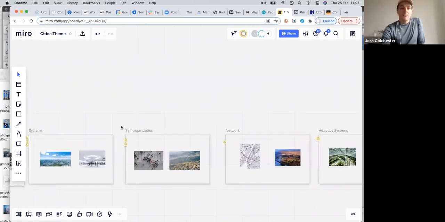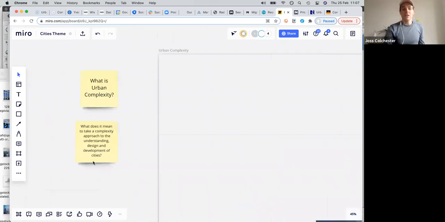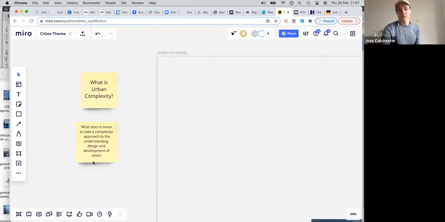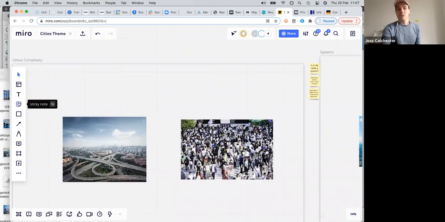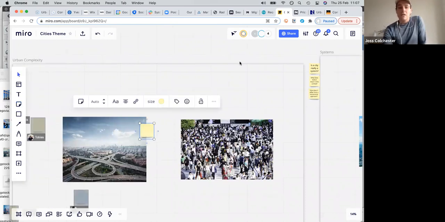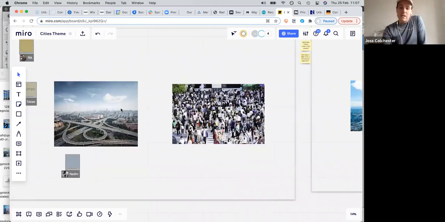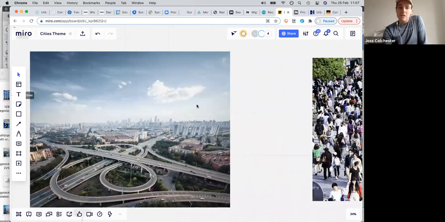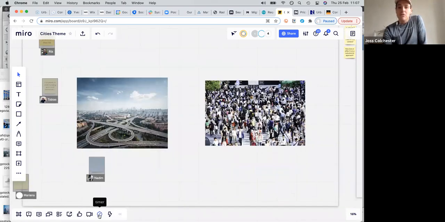The first one here is posing this question. What is urban complexity? What does it mean to take a complexity approach to understanding design and development of cities? So I touched a little bit upon it there, but I'd love to hear what you guys have to say. Please jump in now, grab yourself a sticky, plonk it down there. I'll give you about 3 minutes to type up your response. You can put one down, try to use the image to think about your response and type it up there, and I'll come back to you. I'll set the timer. We'll take about 3 minutes or so, 4 minutes to reply, and then come back and discuss.